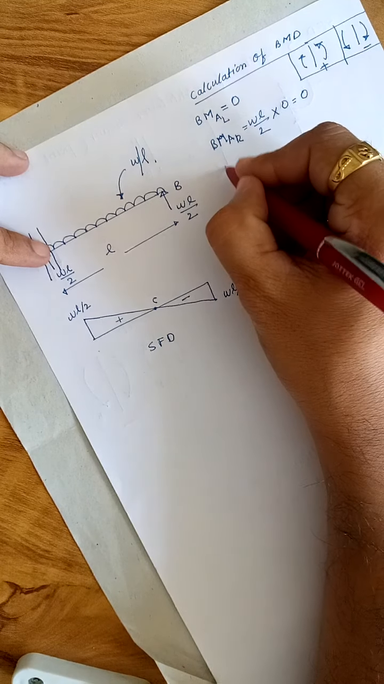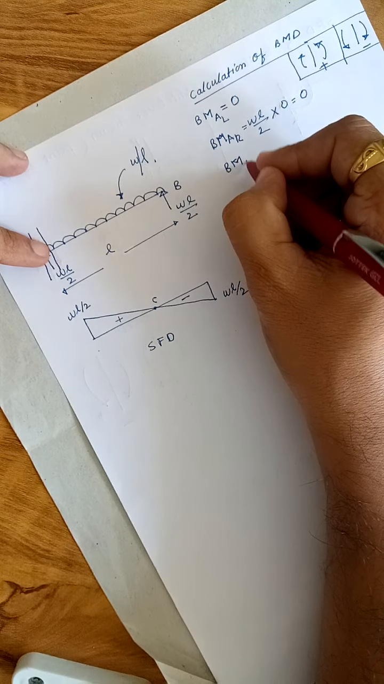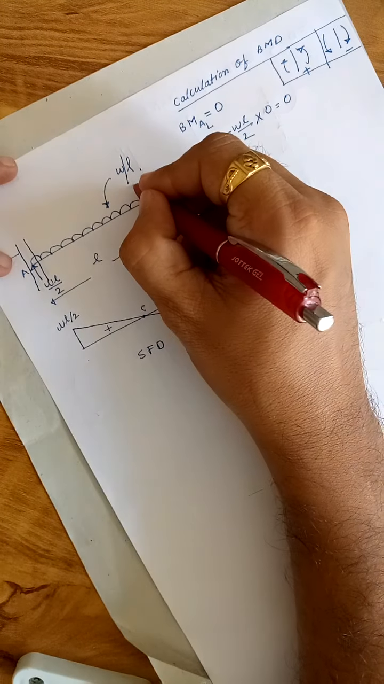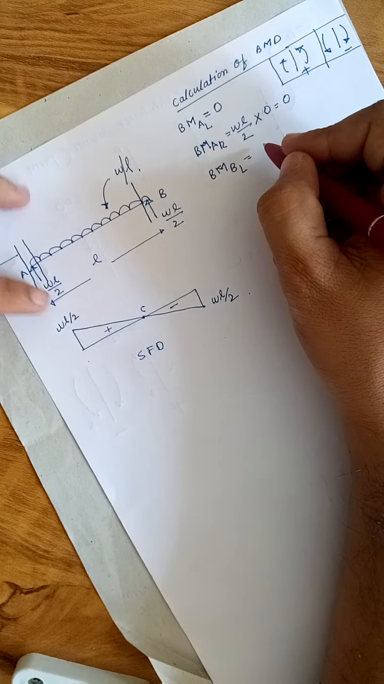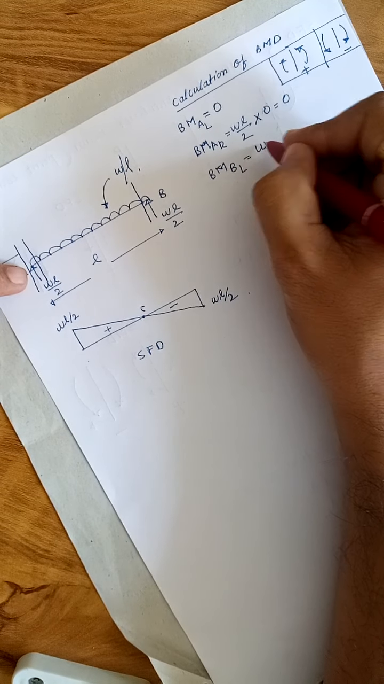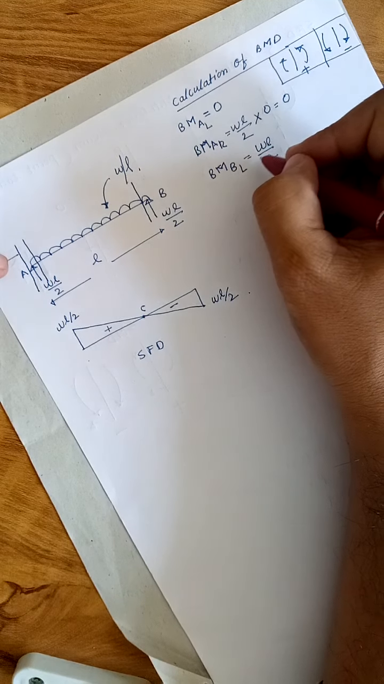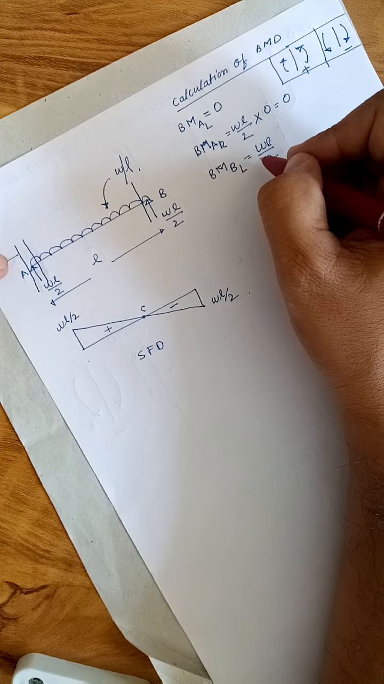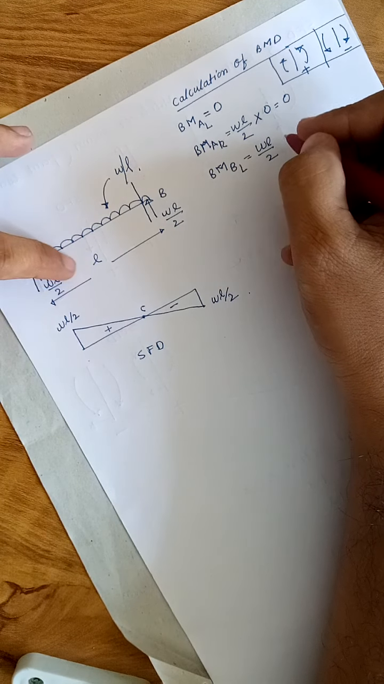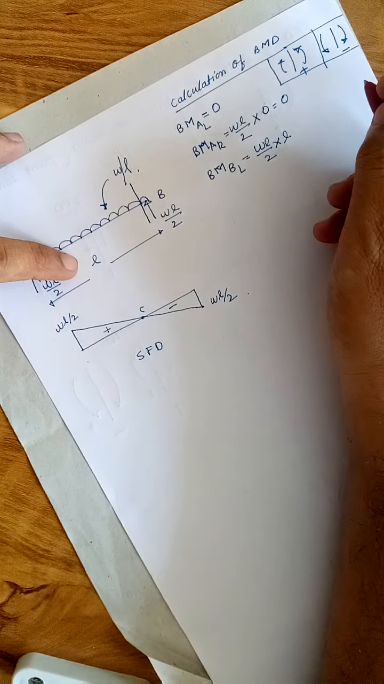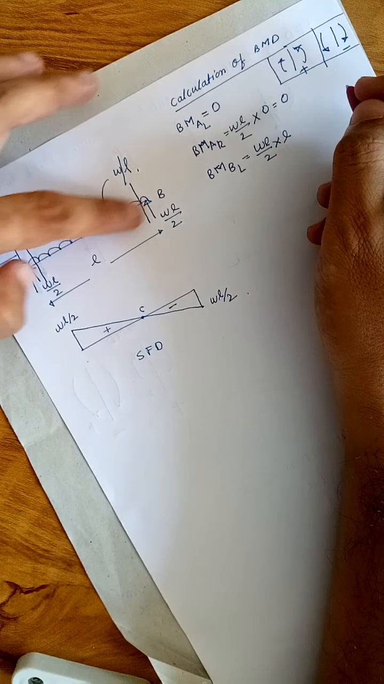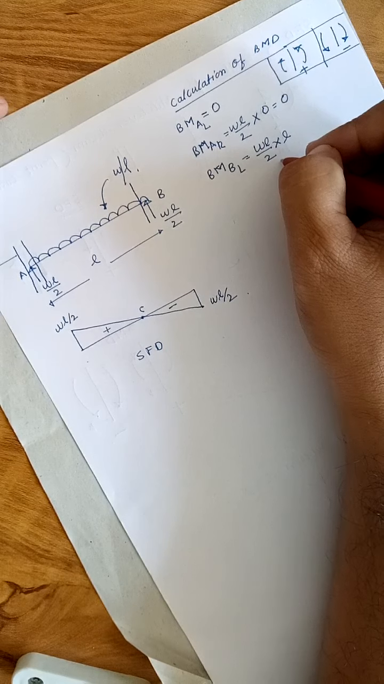Now the bending moment at B left, if you are going to calculate, how much will it be? This is the point B left, and the reaction is again in the upward direction. It is WL by 2, on the left side of the section, so it will be positive. This is the left side, so it is in a clockwise direction, that's why it is positive: WL by 2 multiplied by L. Multiplied by L, because from this point to this point the distance is L.